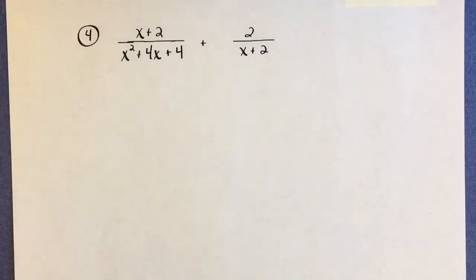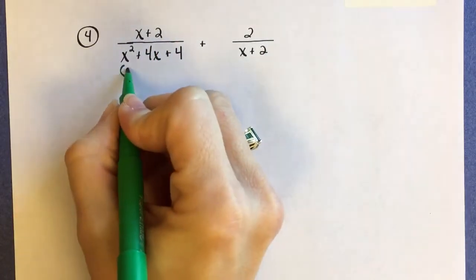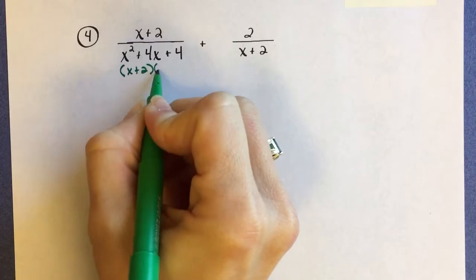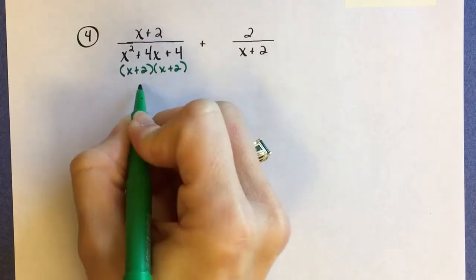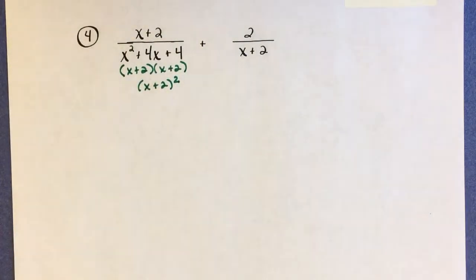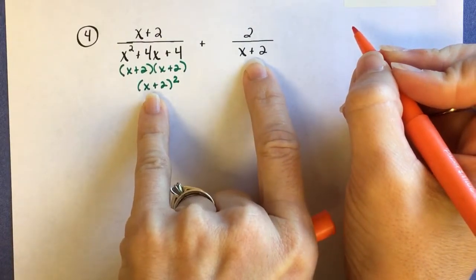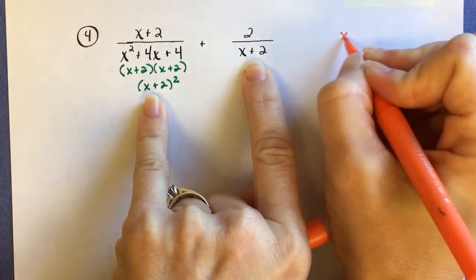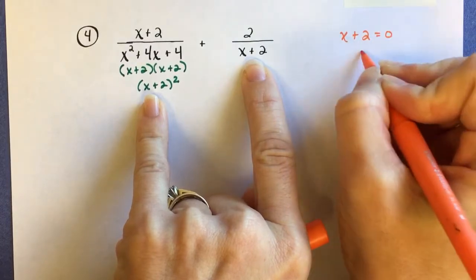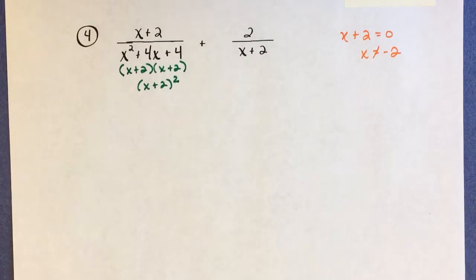Okay, so we need to take x squared plus 4x plus 4, and we need to factor, and that's going to factor as x plus 2 times x plus 2, which is the same thing as x plus 2 squared. Okay, so now let's do our restrictions. Of course, in both cases, the only thing that you have here is x plus 2. So you only have just the one restriction here, that x cannot be negative 2.